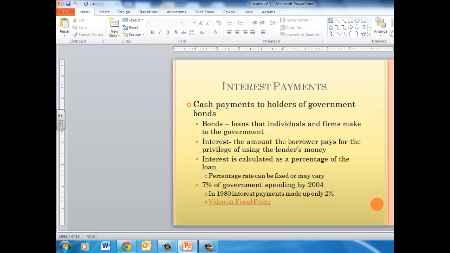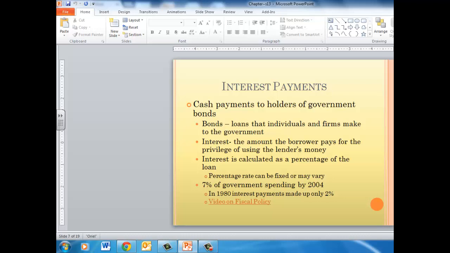Interest payments. Because the government has sold many bonds, treasuries to citizens, the government has to pay interest on those bonds. And in the movie that we saw, the clip that we saw of IOUSA, it's predicted in the next few years that those interest payments will be a very large percentage of our spending and our national debt.